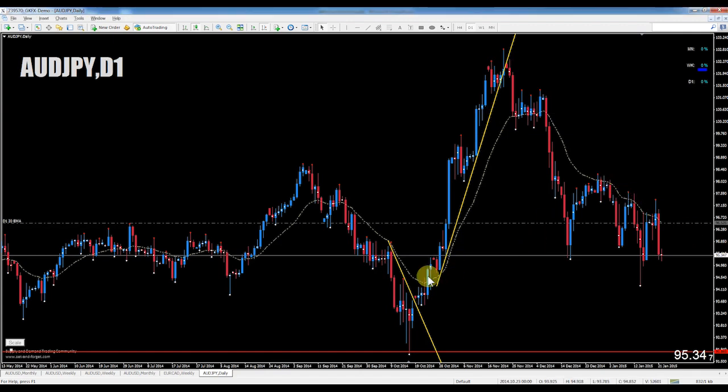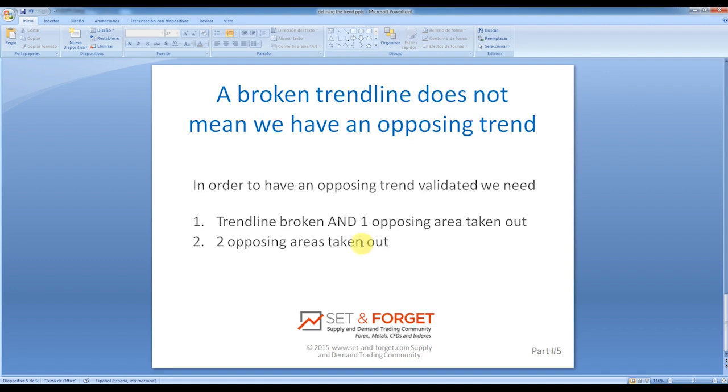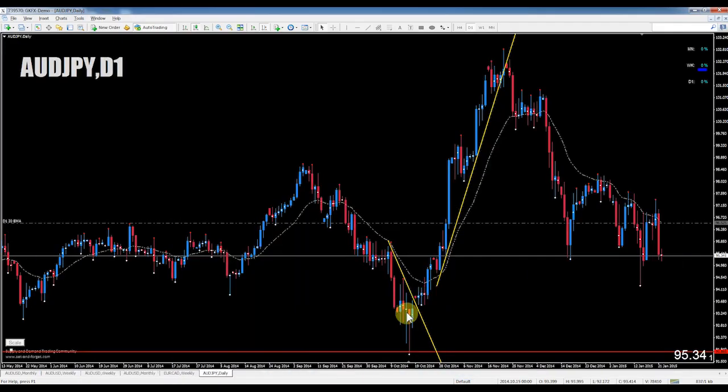Also, the second scenario is that we have two opposing areas taken out, but the trend line cannot be drawn yet. Like in this scenario, the trend line is broken. We cannot draw the ascending trend line because we need two valleys in order to draw an ascending trend line, but this second valley didn't happen. This is a CP. So if we have one opposing area of supply removed, one area here, and then the second over here.